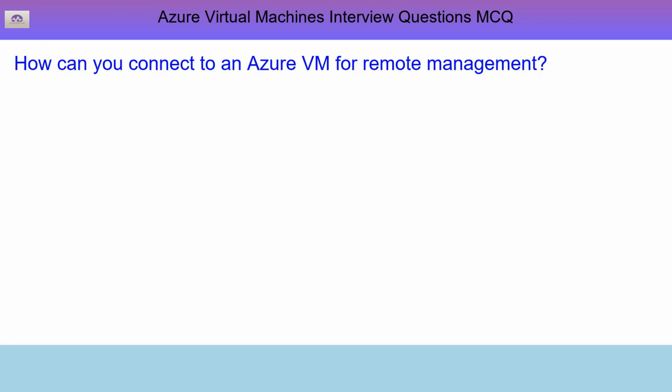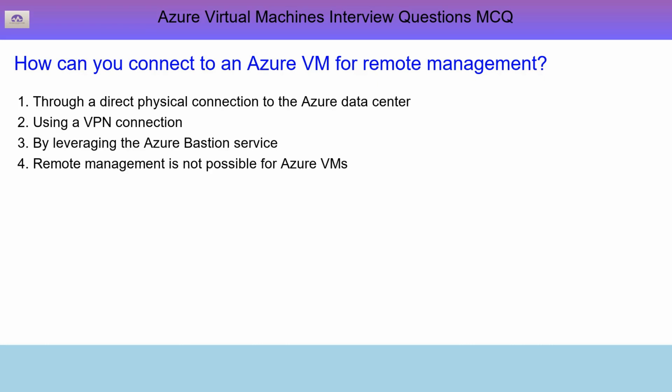How can you connect to an Azure VM for remote management? Here are your options. 1. Through a direct physical connection to the Azure data center. 2. Using a VPN connection. 3. By leveraging the Azure Bastion service. 4. Remote management is not possible for Azure VMs. The correct answer is by leveraging the Azure Bastion service.